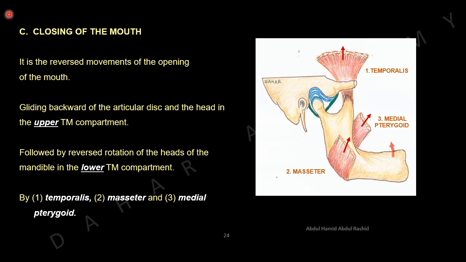C. Closing of the mouth. It is the reverse movement of the opening of the mouth: gliding backwards of the articular disc and the head in the upper TM compartment, followed by reverse rotation of the head of the mandible in the lower TM compartment. They are done by 1. temporalis muscles, 2. masseter muscles, and 3. medial pterygoid muscles.